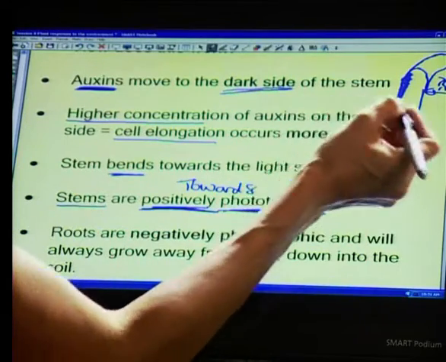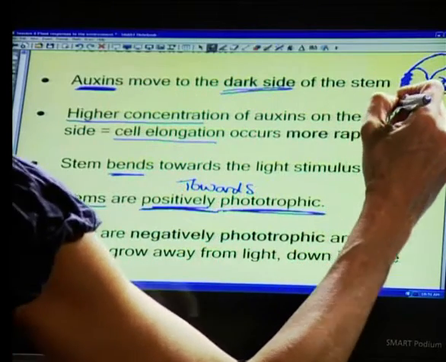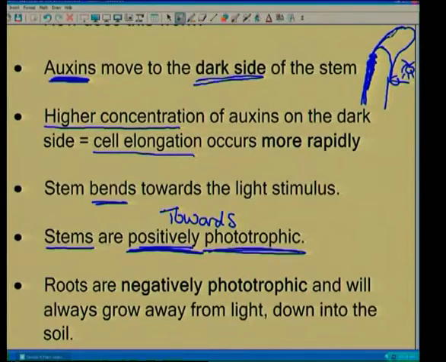Why? Auxins will go to the dark side here, and they will cause these cells to get longer. But these cells stay the same size. And if they stay the same size and these get longer, it will push it over towards the light. Why do plants need light? For photosynthesis. Okay, you've got to remember that.